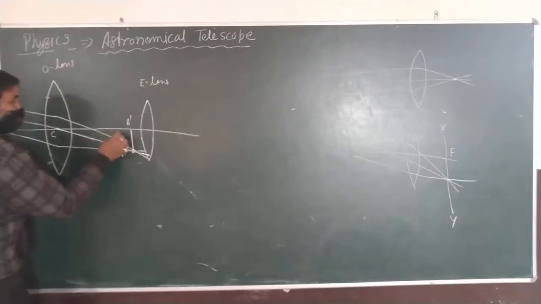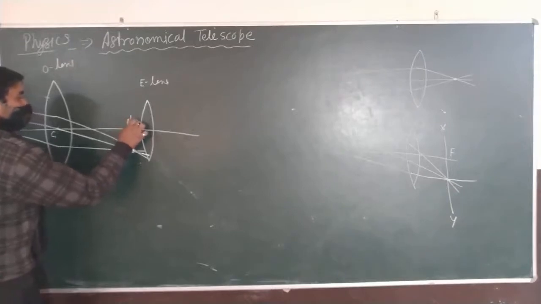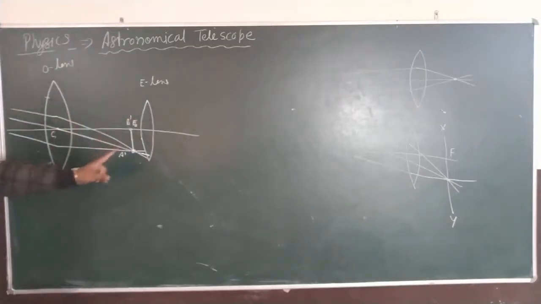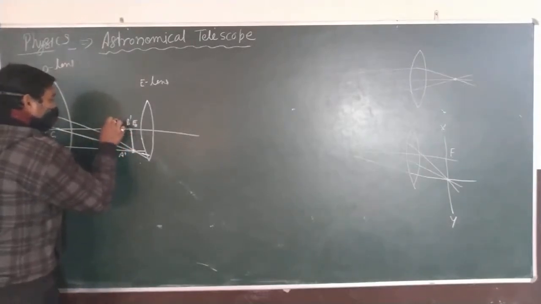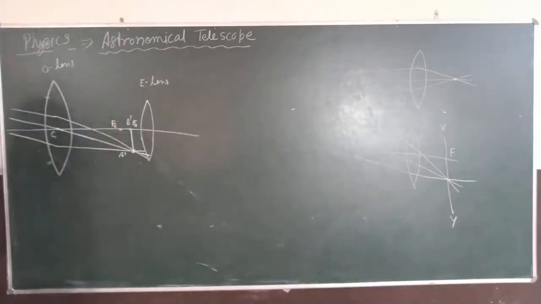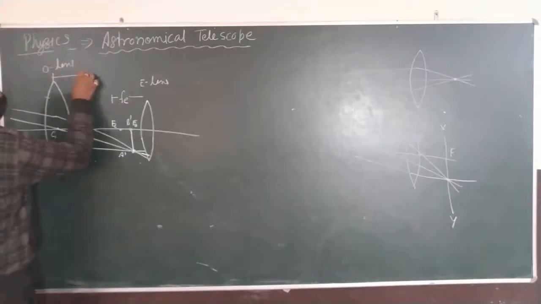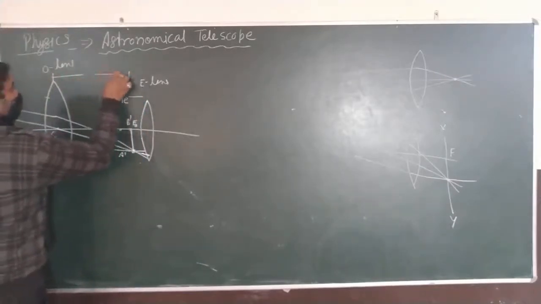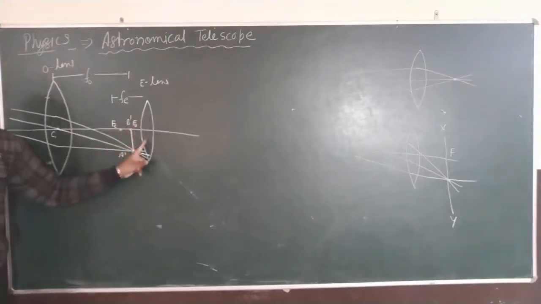Now, if this point is the focus of the objective and this is the focus of the eyepiece, F e, then from here to this point is F o, the focal length of the objective. The image is formed in between the focal point of the eyepiece and the optical center of the eyepiece.